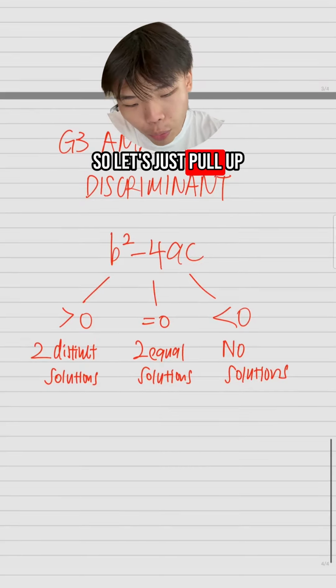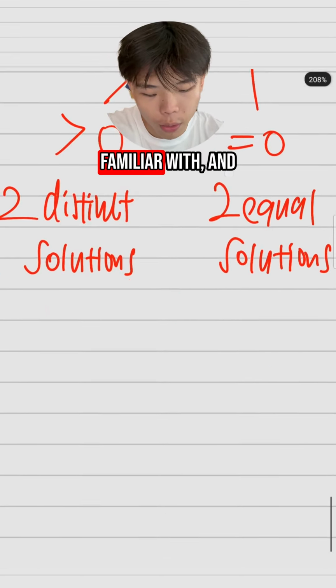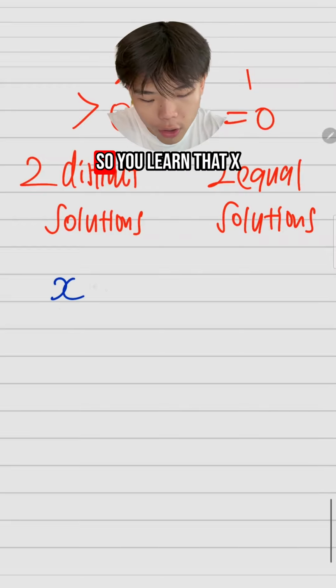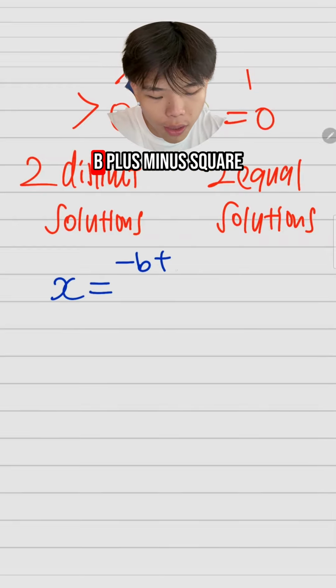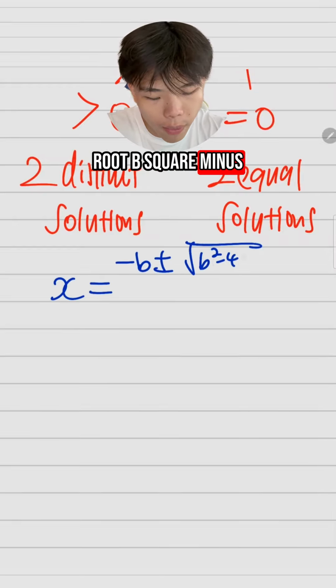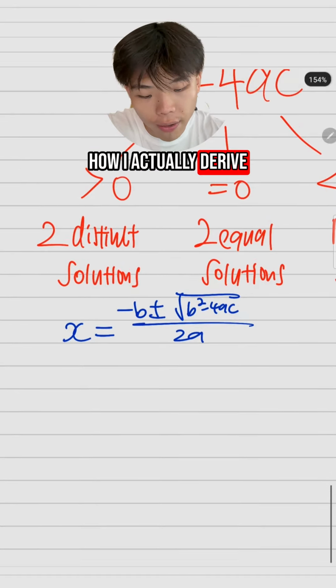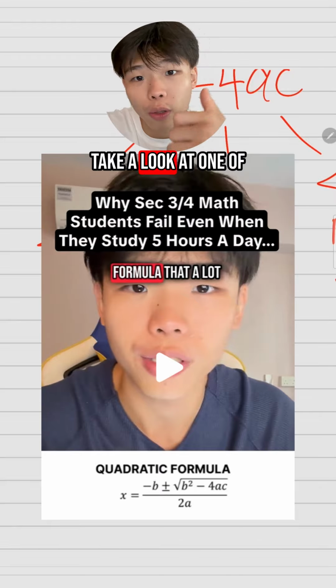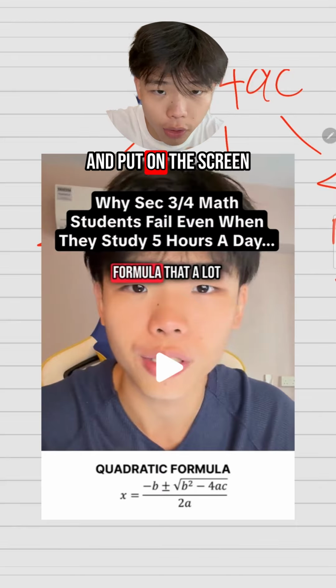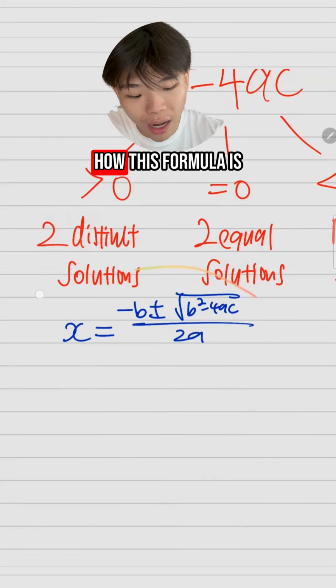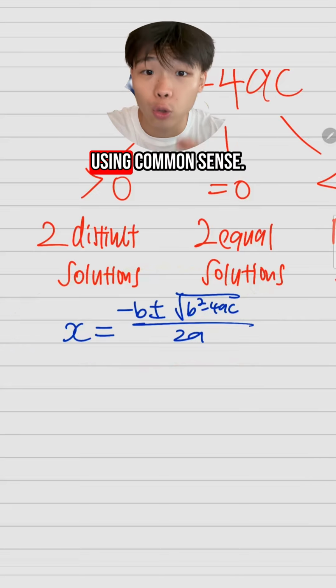So let's pull up a formula that you're already very familiar with, and that would be your quadratic formula. You learn that x equals negative b plus minus square root of b squared minus 4ac, over 2a. If you want to see how I actually derive this formula, you can take a look at one of my earlier videos that I'm going to screenshot and put on the screen, and watch that video to see how this formula is derived using common sets.